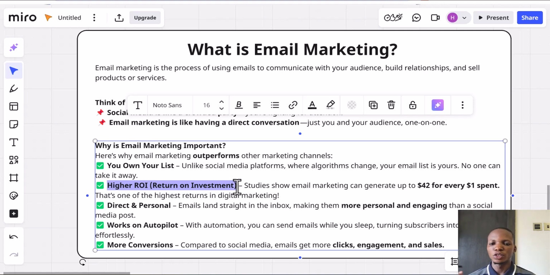It's just that in social media marketing, you still need to run ads, you need to pay for Facebook ads or TikTok ads or Instagram ads. Sometimes you need to hire influencers to sponsor your posts and stuff like that. But in email marketing, you don't need to do any of that. You don't even need to pay for anything at all.